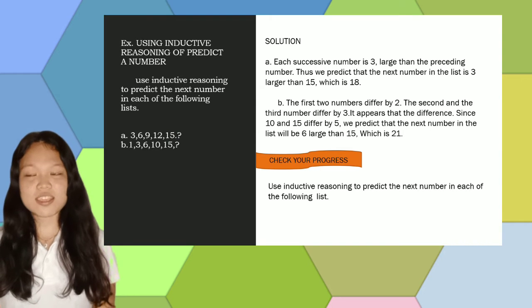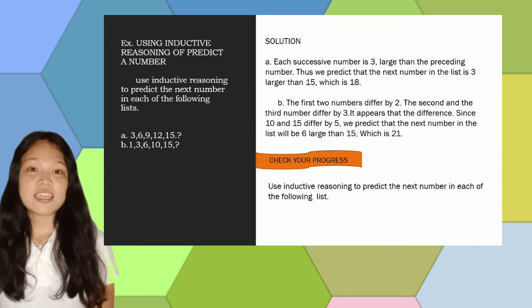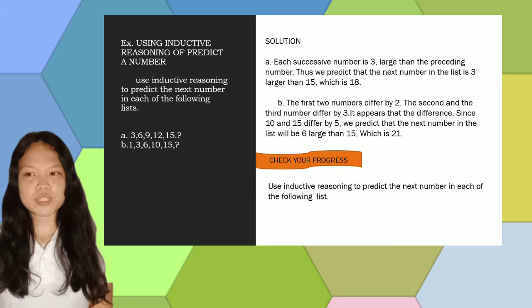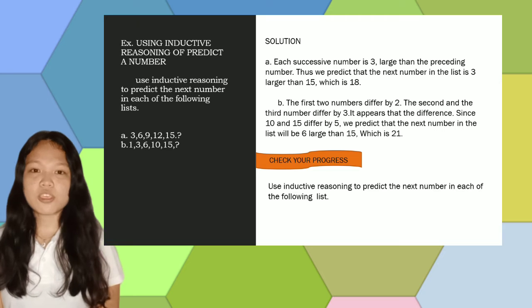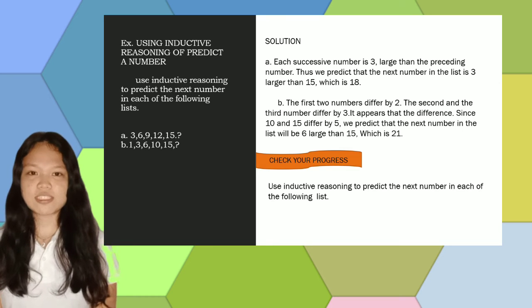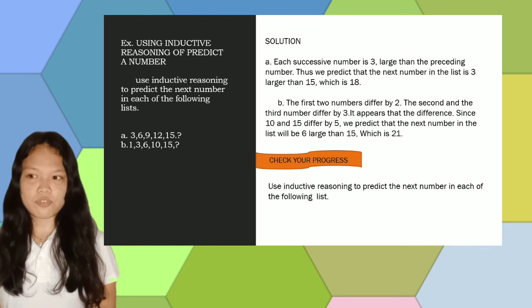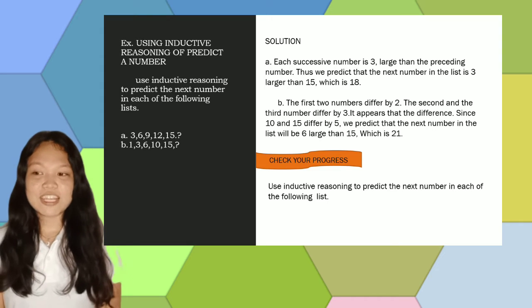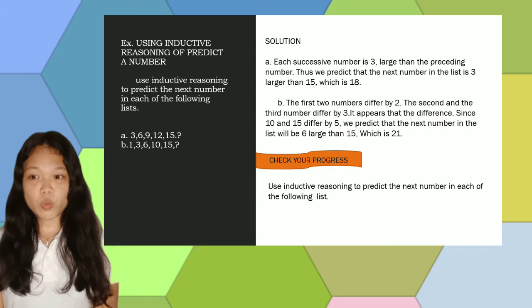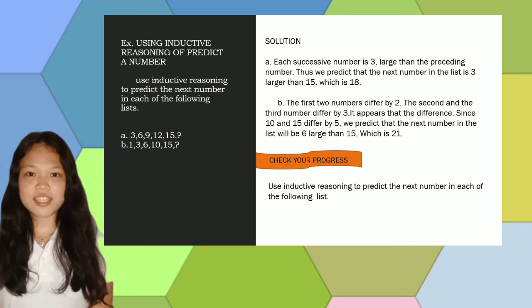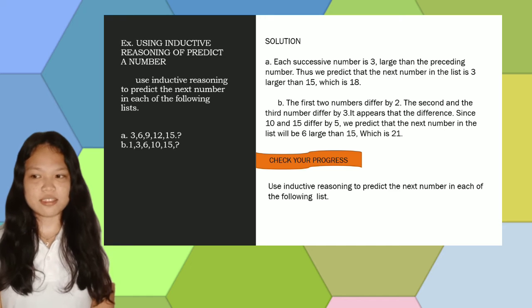Let me give you an example of inductive reasoning. Example number 1: using inductive reasoning to predict a number. Use inductive reasoning to predict the next number of each of the following lists. Letter A: 3, 6, 9, 12, 15. Letter B: 1, 3, 6, 10, 15.